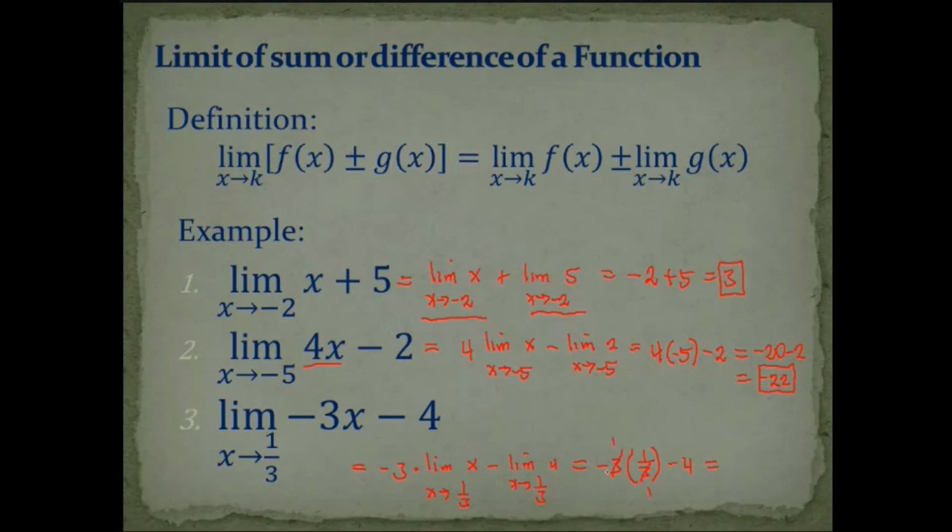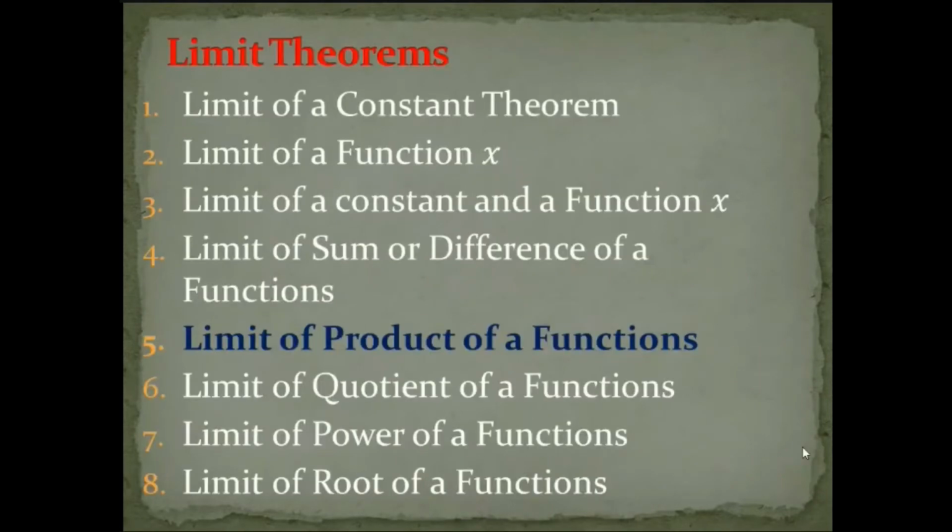Pwedeng 1, 1. Negative 1 times 1 is negative 1. And then copy negative 4. And negative 1 minus 4 is negative 5. That's the final answer. Okay, maliwanag yan ha. Maliwanag po. Okay, punta na tayo sa pang-ilan na?